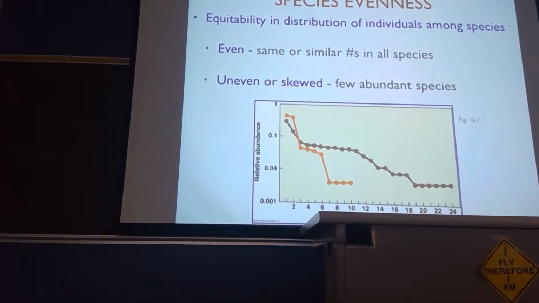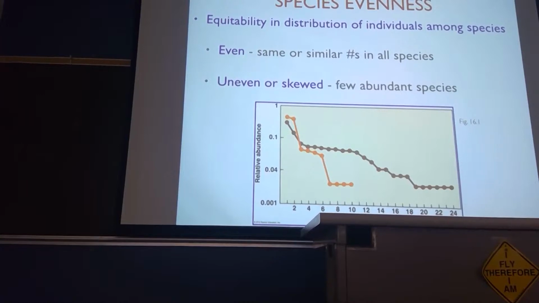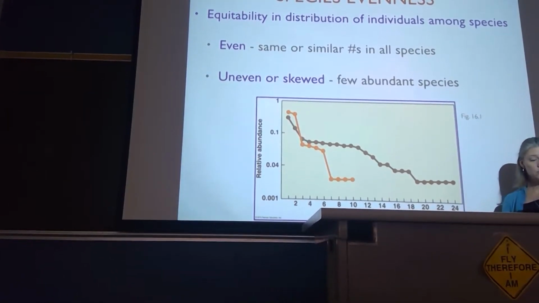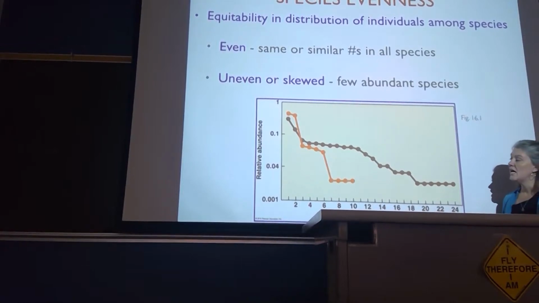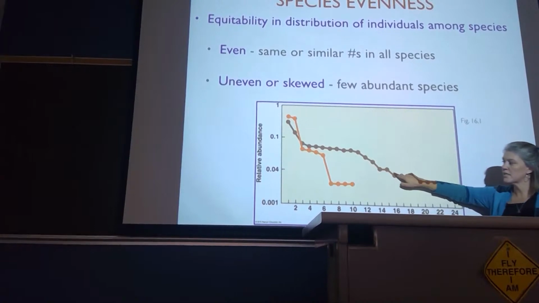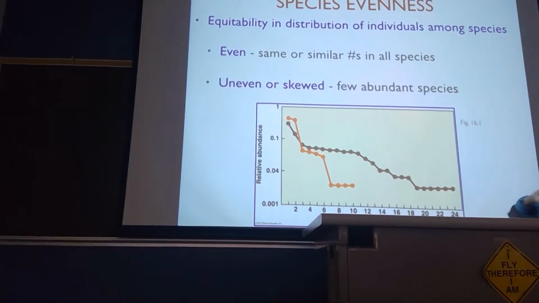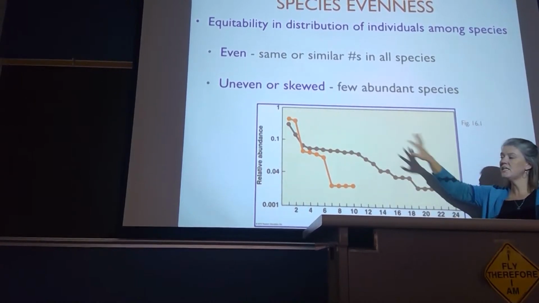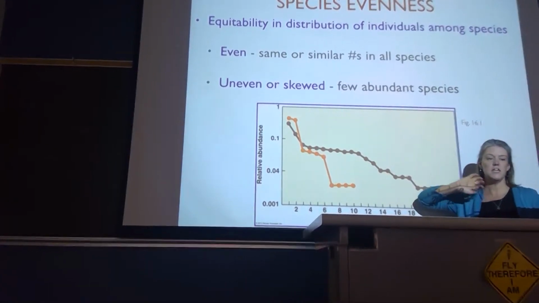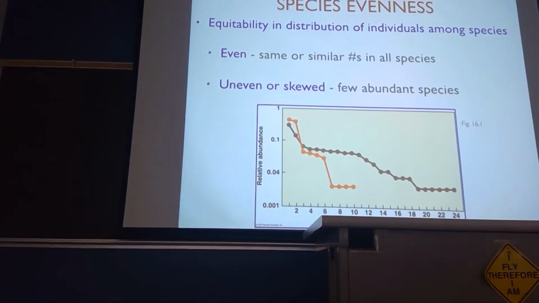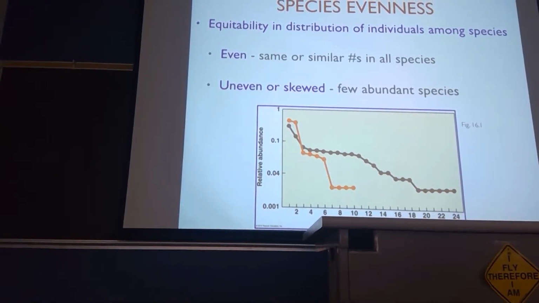In an even community, you'll have the same or similar numbers of individuals in all the species, like in plot 2 that we've been looking at. This brown community is much more evenly distributed than our orange community. Okay. In an uneven or skewed community, there are one or a few species that tend to dominate and are very abundant, and everybody else is less abundant.